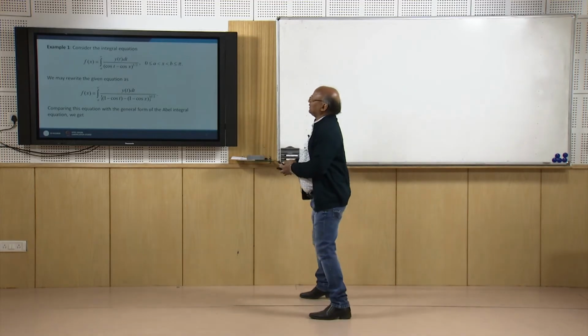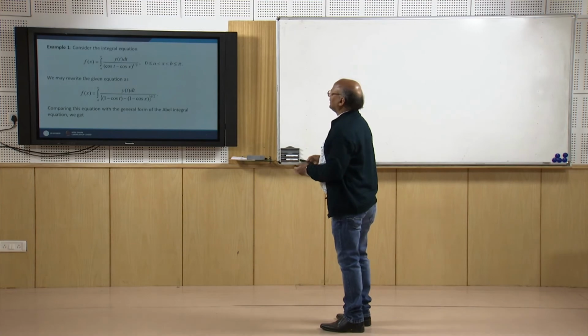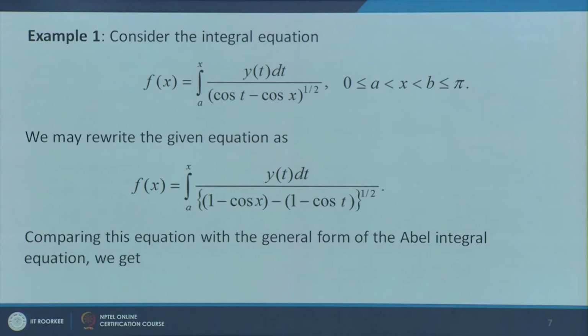So, let us consider f x equal to integral a to x psi t dt over (cos t minus cos x) to the power half.